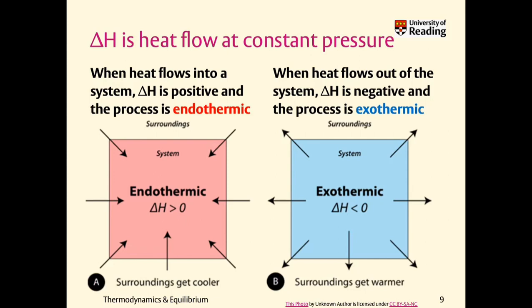If heat flows out of a system, in other words, if the reaction creates heat, then heat is going into the surroundings from the system, then we have a negative change in enthalpy, and the process is exothermic. So delta H, change in enthalpy, will be less than 0, and the surroundings will get warmer.